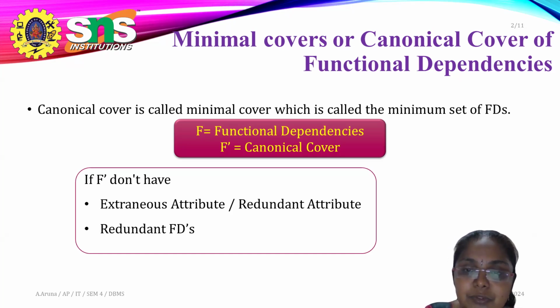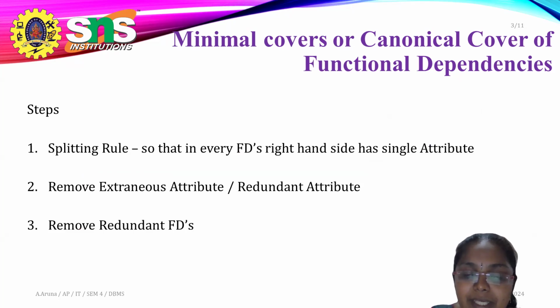How can we reduce them? Your functional dependencies, or your canonical cover, should not contain extraneous attributes or redundant attributes. And also it should not contain redundant functional dependencies. If your functional dependencies have these, we have to eliminate them, and after eliminating them, that particular set of functional dependencies is what we call the canonical cover. We have to use these 3 steps for calculating the canonical cover.